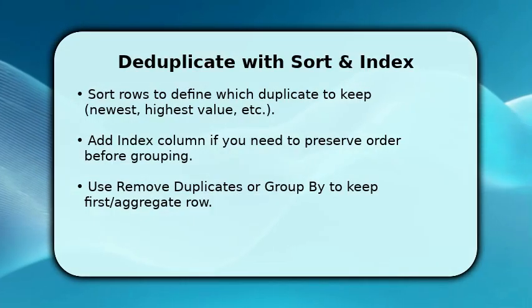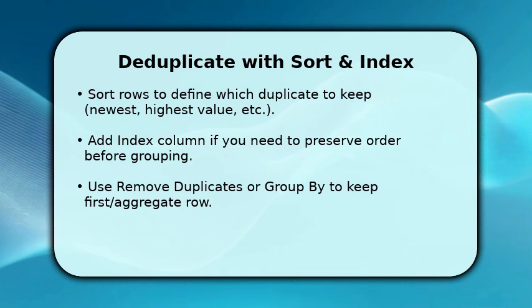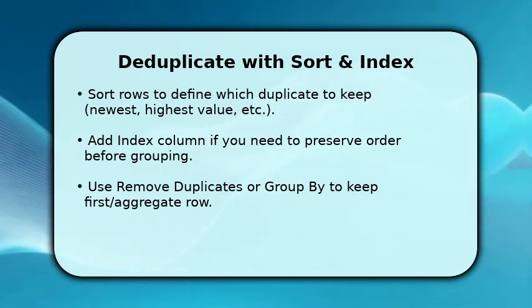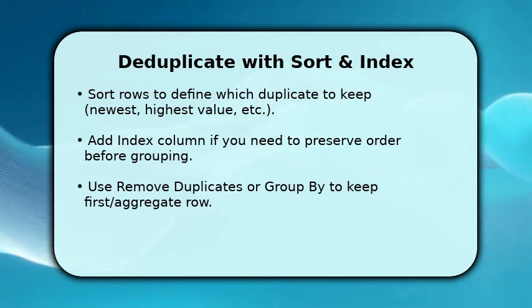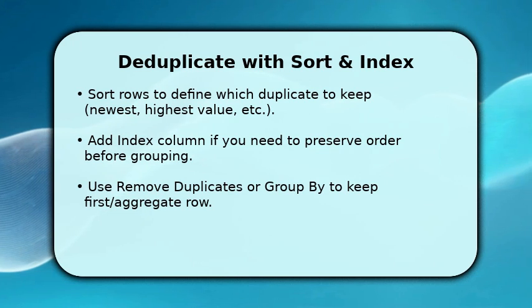Now you control which record survives. First, sort your table by the priority column so that the desired row appears first for each duplicate group. If order matters, add an index column to preserve that sequence before transformations. Then select the key columns and choose Remove Duplicates to keep the first occurrence.